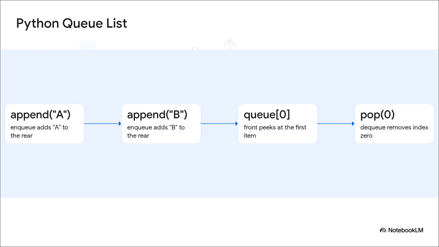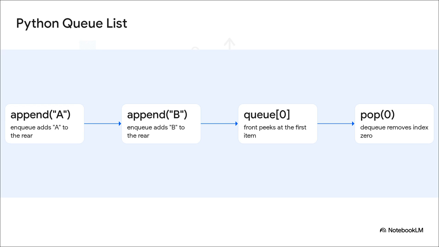Now, sure, larger applications might use more complex setups, but a simple Python list is actually perfect for seeing this behavior in action. Look at steps 1 and 2. We're using the append method. That's our enqueue right there, adding A and then B to the rear. Step 3 prints index 0. That's our front operation, just peeking at the first item without touching it.